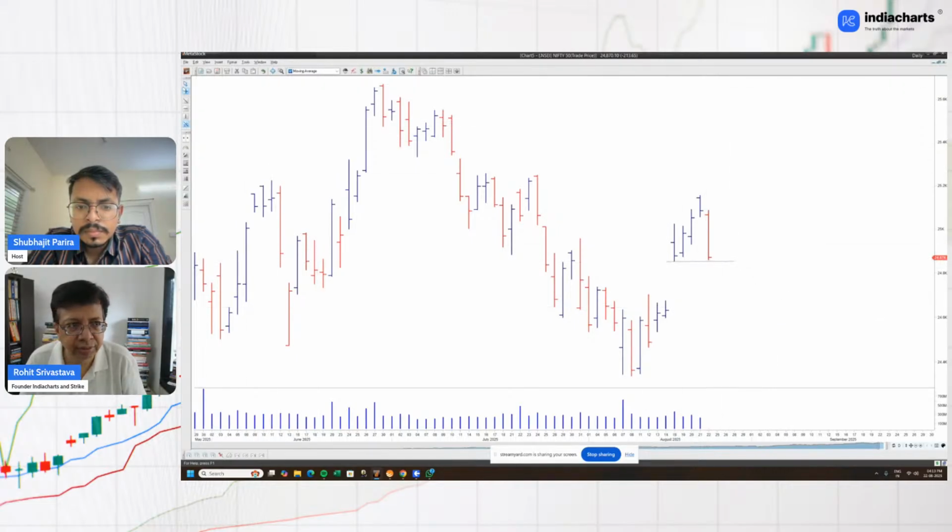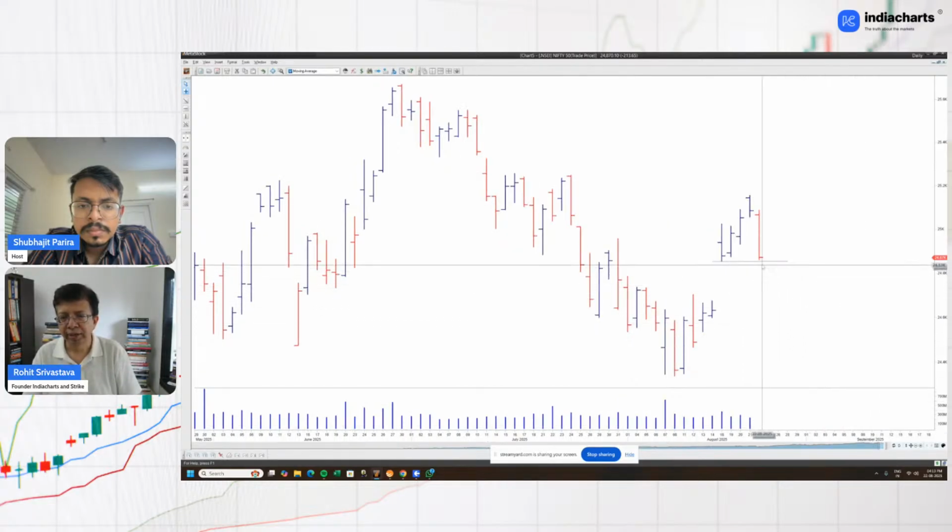If we go below this, the low we made today is probably around that. And the low here is around that. Marginal difference between the two if I go down to the integers. But below 24,850 is where we start filling this gap.